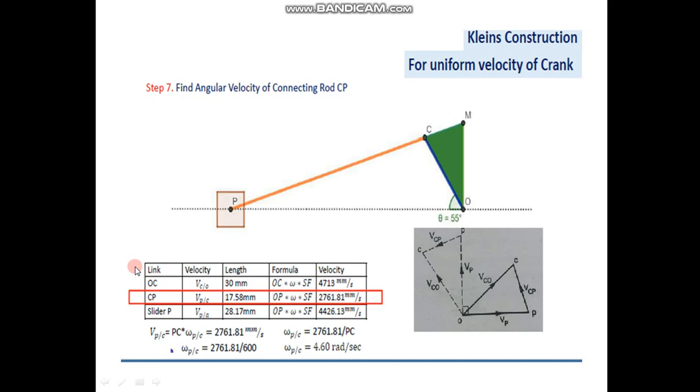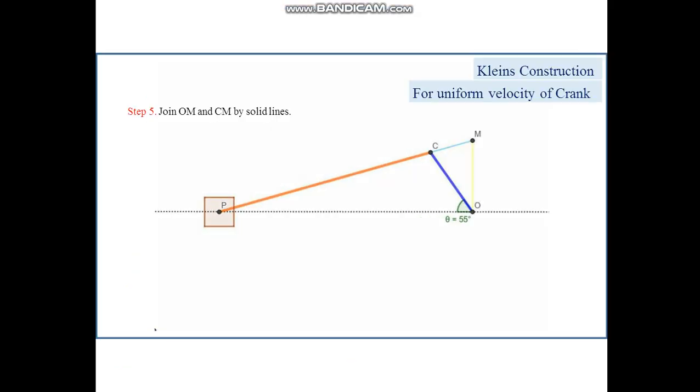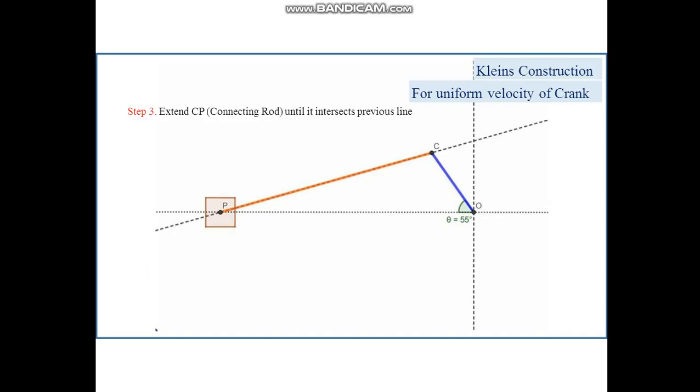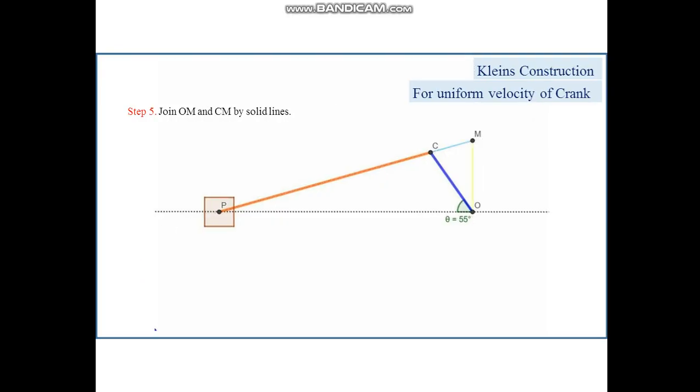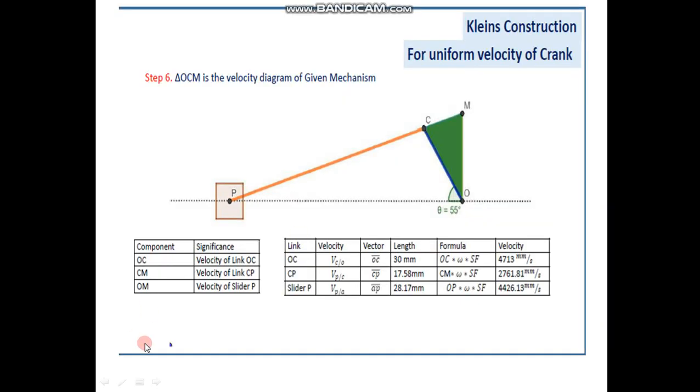Whatever I explained, I repeat. Only three steps we have to follow. First, draw configuration diagram, draw perpendicular through O, extend connecting rod, get point M, get polygon OCM. Now in this OCM, OM represents velocity of piston, CM represents velocity of connecting rod, OC represents velocity of crank. Now get this table.